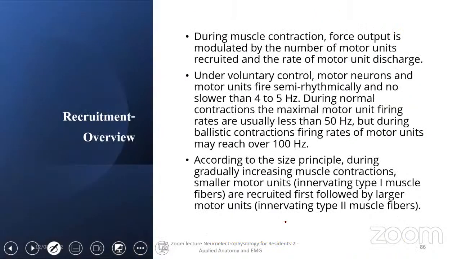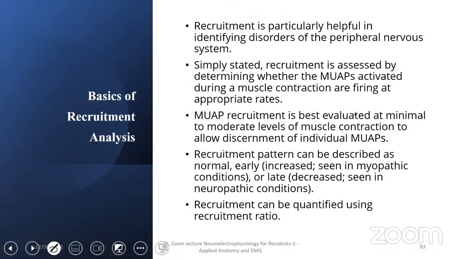So during muscle contraction, motor unit discharges. Under voluntary control, motor neurons and motor units fire semi-rhythmically and no slower than 4 to 5 hertz. In normal contractions, the maximal motor firing rates are usually less than 50 hertz, but during ballistic contractions, it may go up to 100. According to the size principle, during gradually increasing muscle contractions, smaller motor units, that is those innervating type 1 muscle fibers, are recruited first, followed by the larger motor units innervating type 2 muscle fibers.